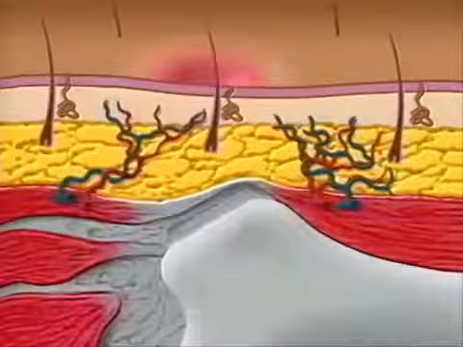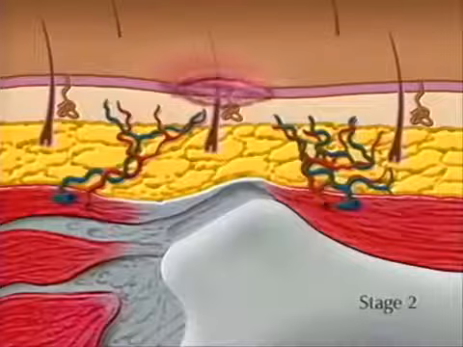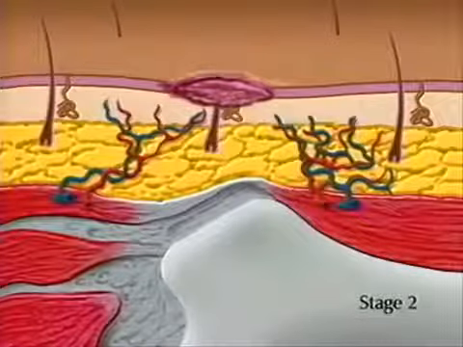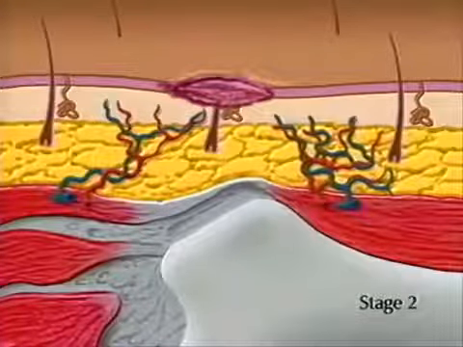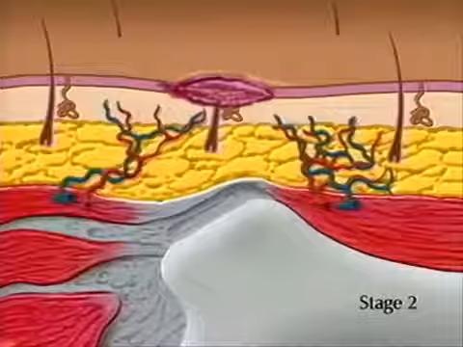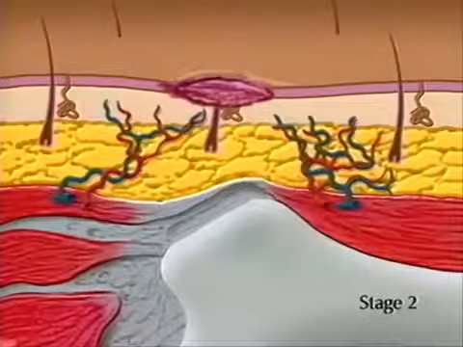A stage 2 pressure ulcer is superficial and characterized by loss of the epidermis, dermis, or both. It may look like an abrasion, shallow crater, or blister. Even though the epidermis remains intact in a blister, it's classified as a stage 2 pressure ulcer because the epidermis is separated from the dermis.